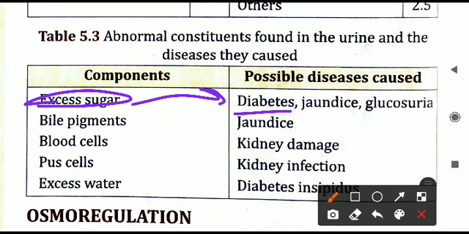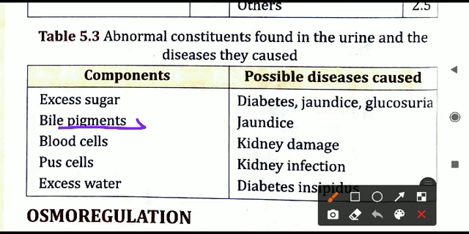If the person is diabetic, he will produce extra sugar in the urine. So if a urine test is performed and sugar is found there, it indicates the person is suffering from diabetes. Next is jaundice and glucosuria. These diseases also have excess sugar in the urine of that person.